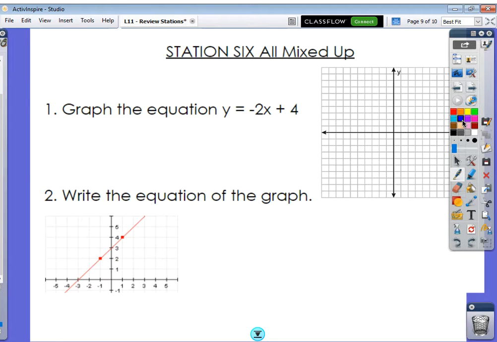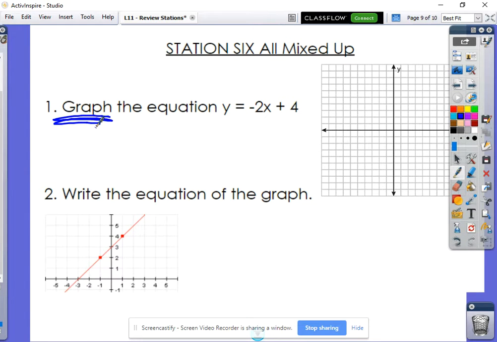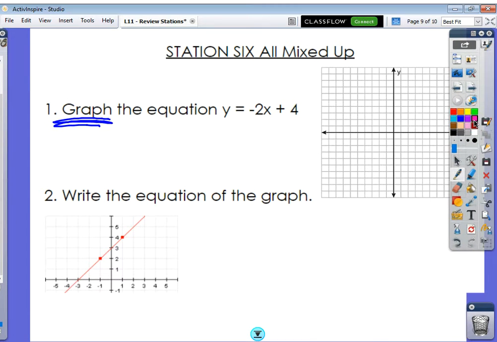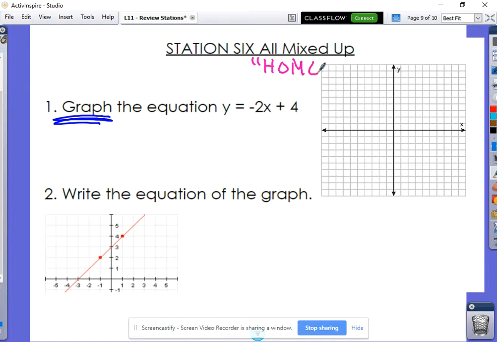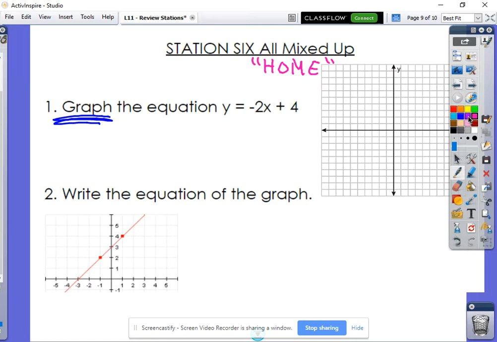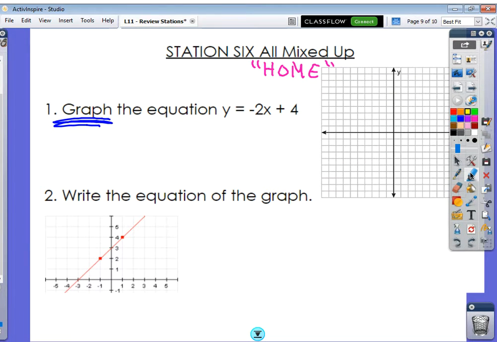All right, family. Our last station of the day is basically just everything mixed together. So this first one is all about graphing. You're going to want to make sure you can graph an equation. And when we graph an equation, if you remember correctly, the way I taught it to you was to always start at your quote unquote home. Home is where you wake up and start the day every morning, and this is where we start our graph every time. We always start at home, which in this case, who can tell me what the home value is?